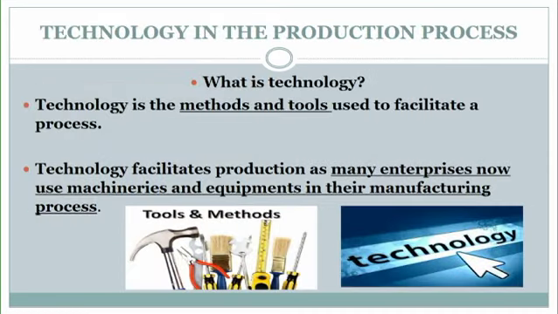Now, let's look at technology in the production process. What is technology? Technology is the methods and tools used to facilitate a process. Technology facilitates production as many enterprises now use machineries and equipment in their manufacturing process.